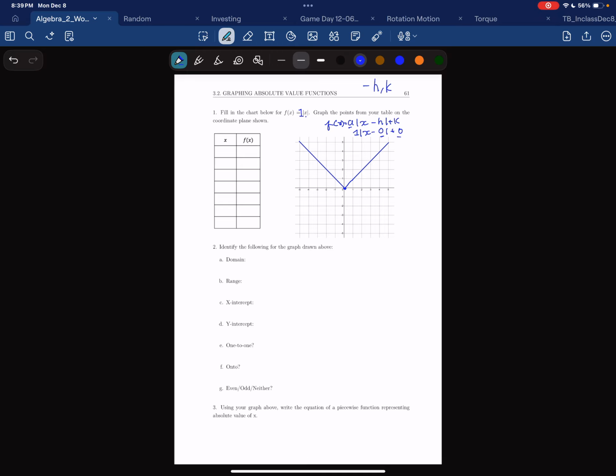All right. All this stuff here, I won't do it. I'm going to focus on graphing. But if you care, the domain is negative infinity to infinity. The range is 0 to infinity. Oh, we exclude infinity always, apologies. X-intercept 0. Y-intercept 0. Not one-to-one, it fails the horizontal line test. Onto, well, if our codomain is all real numbers, then it's going to be no. Even or odd or neither? I'd say even. And it's a piecewise function. Too much time.